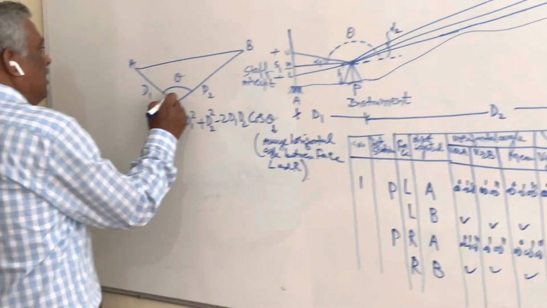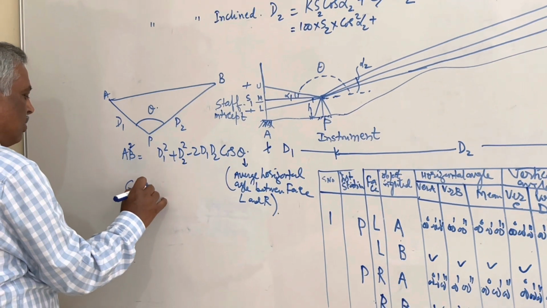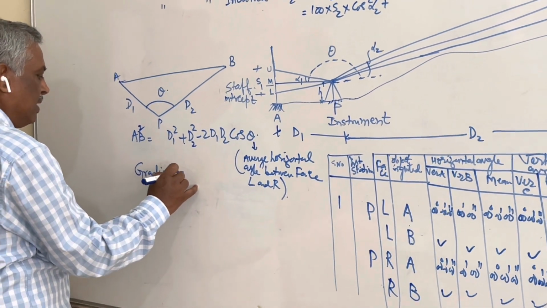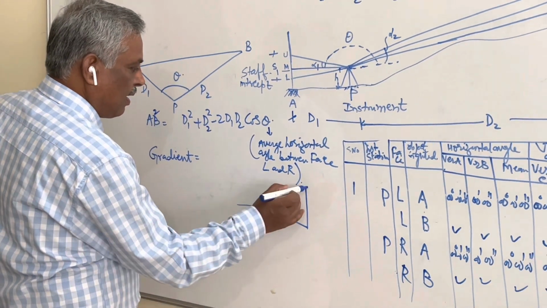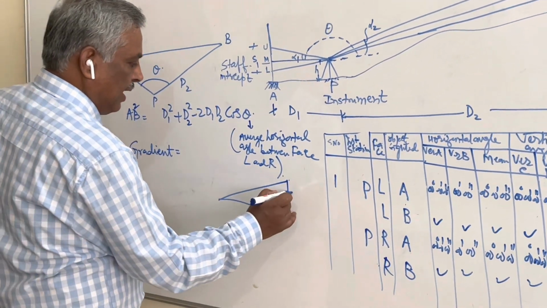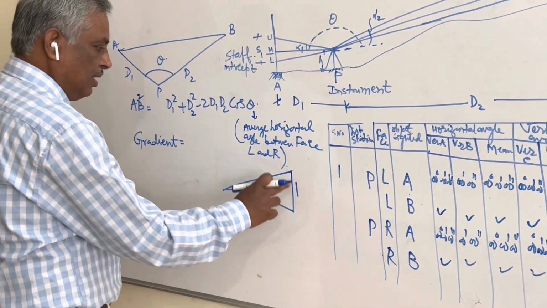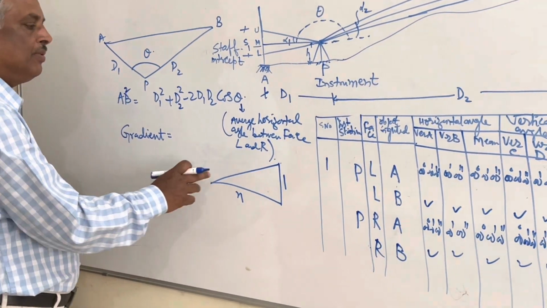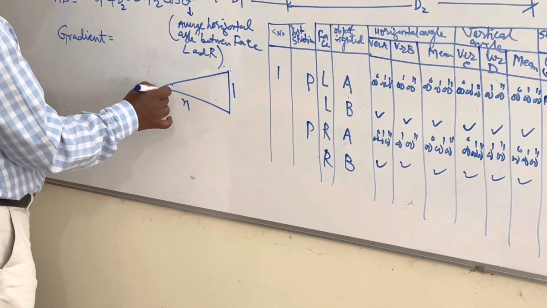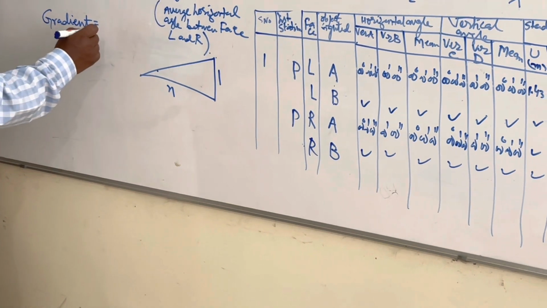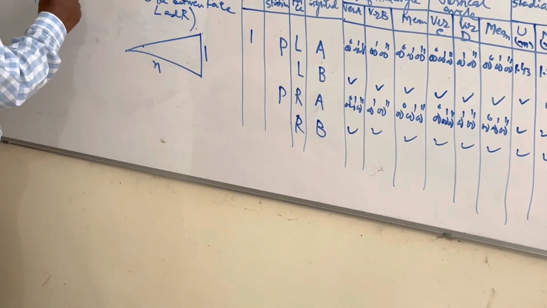Now you have to find the gradient. Gradient क्या होता? Gradient is not the slope. Gradient is always represented in, how to represent gradient? In one vertical, how much is the horizontal? Vertical is 1. How much the horizontal? Slope is different. Slope is this angle. So gradient means 1 in n. One vertical, how many horizontal?